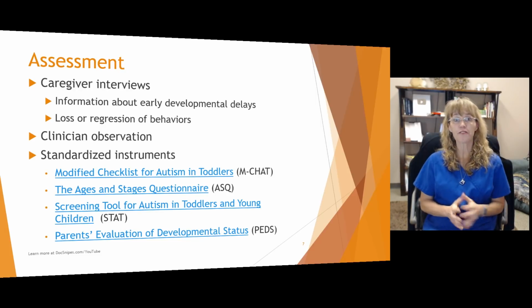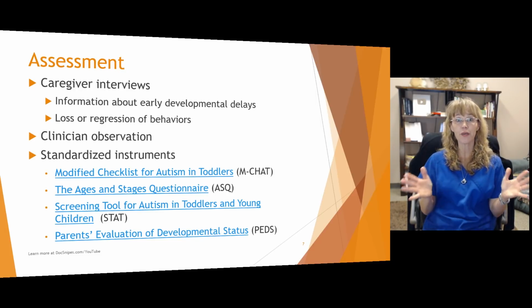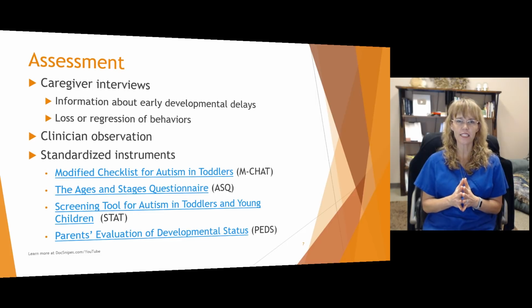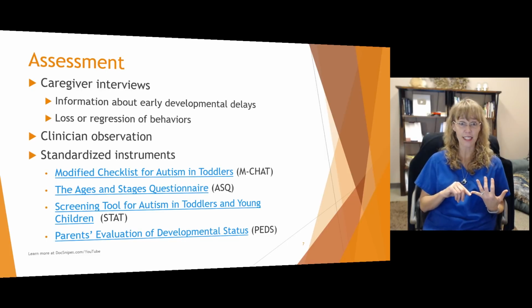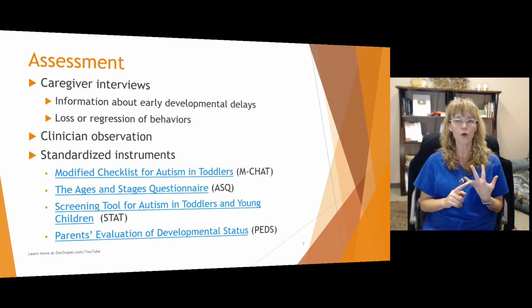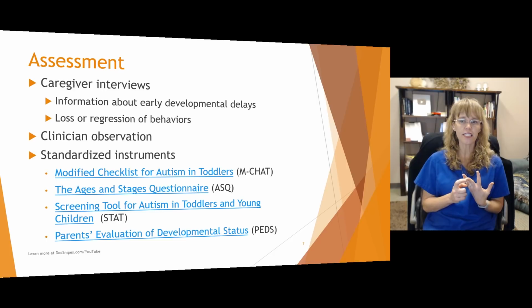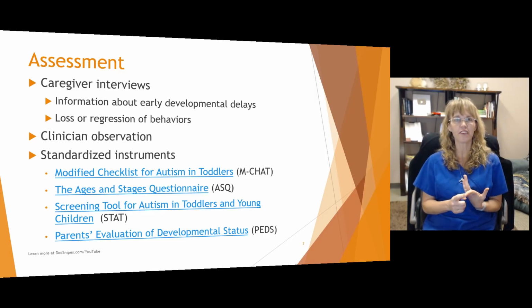Obviously, clinician observation of the patient, and then standardized instruments that can be used for assessing autism. The Modified Checklist for Autism in Toddlers, or the MCHAT, the Ages and Stages Questionnaire, or the ASQ, Screening Tool for Autism in Toddlers and Young Children, the STAT, or the Parents' Evaluation of Developmental Status, the PEDS.